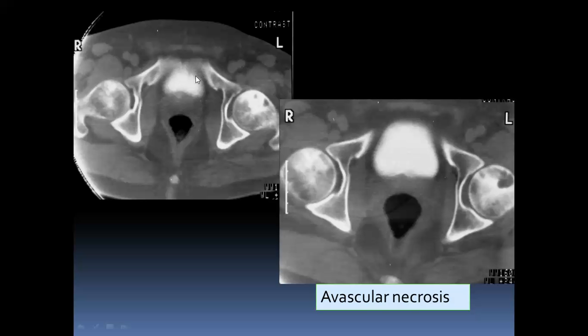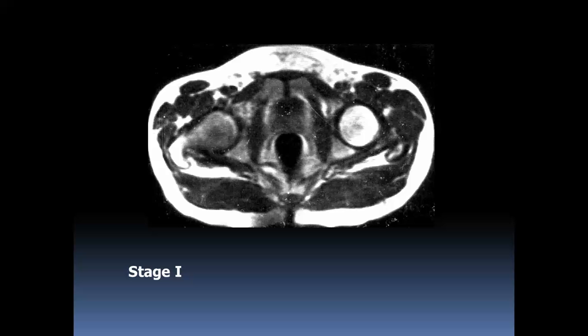Avascular necrosis here is seen as heterogeneous density, sclerosis of the bone on both sides. Usually such things are due to systemic disease or corticosteroids. In stage 1 here we can find that the fat plane starts to disappear and sclerosis start to appear.